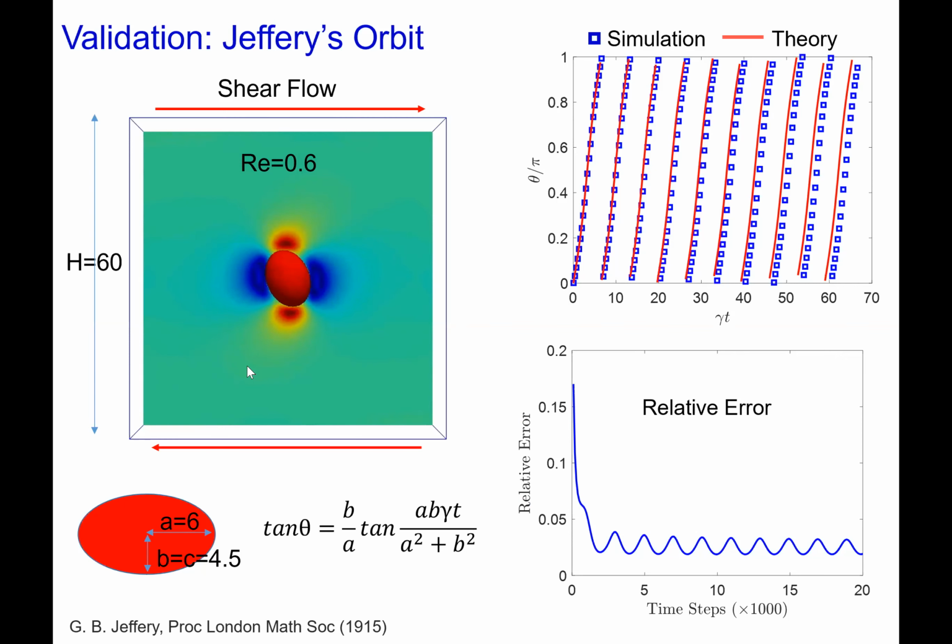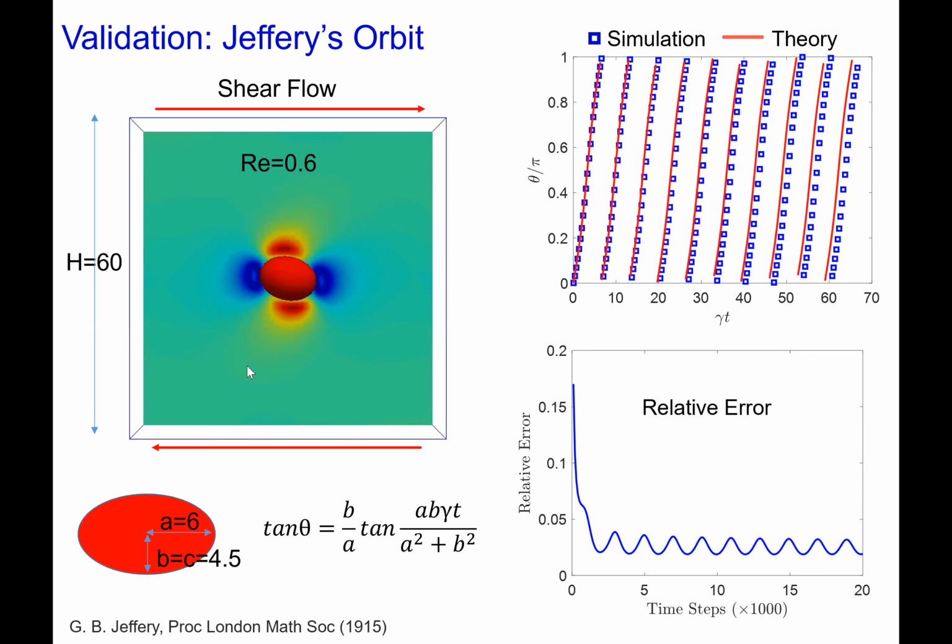In the Jeffrey orbit experiment, we have an ellipsoidal particle in shear flow, and the rotation of that ellipsoidal particle follows this kind of equation, which depends on the shear rate, the length of the major axis and the minor axis, as well as the time when you simulate that. We compare our simulation with the theory plotted in the top figure. As you can tell, they agree pretty well, and the relative error is quite small as well.